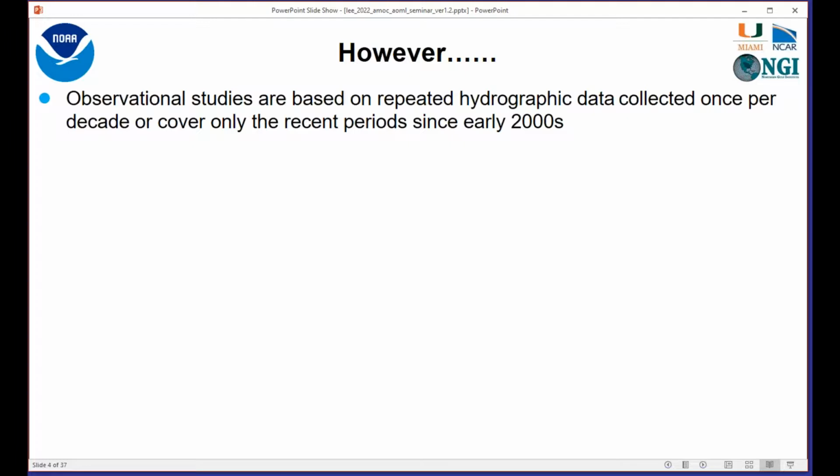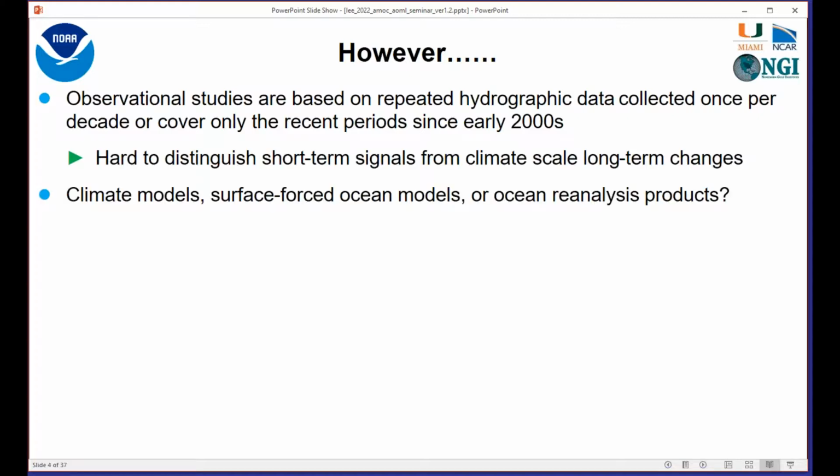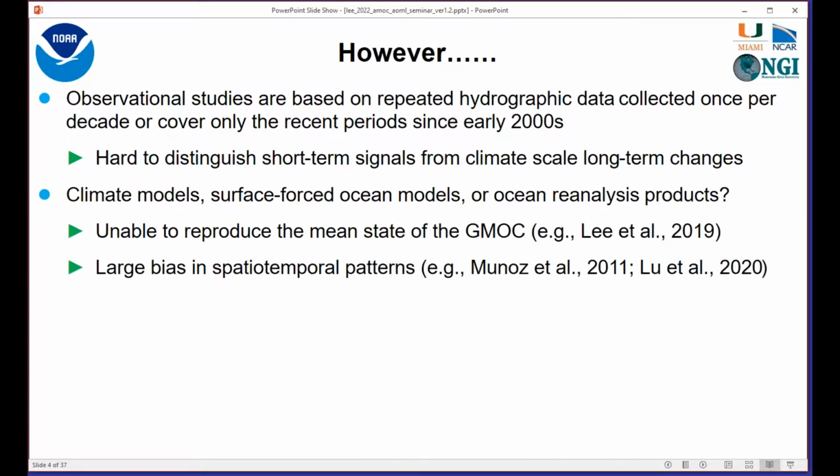So the data coverage is very short. So it's really hard to distinguish short-term interannual signal from climate-scale long-term changes in AMOC. And how about the climate model or surface-forced ocean model, or even ocean reanalysis products? How about that?